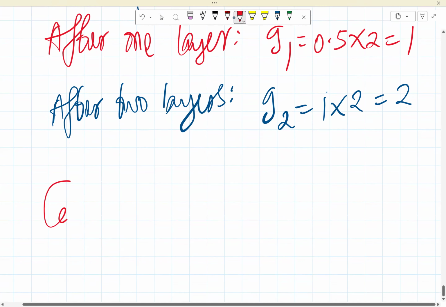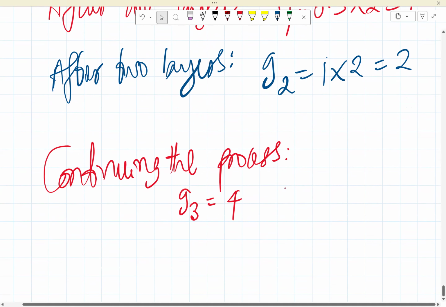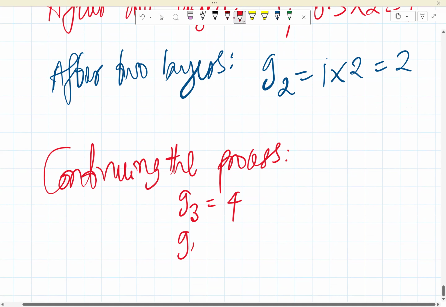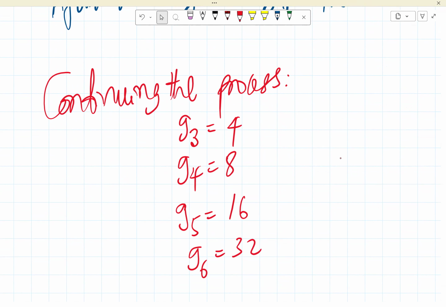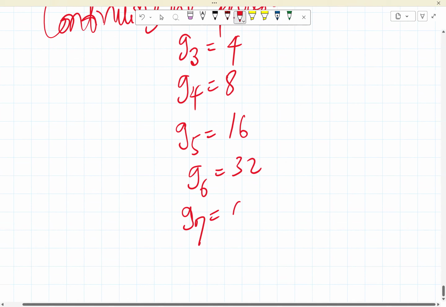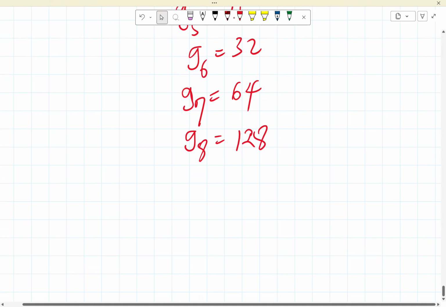So continuing the process, we then have G3 to be 4, G4 to be 8, G5 to be 16, G6 to be 32, G7 to be 64, and G8 to be 128. So it's 128 after 8 layers. So that's one way to go.